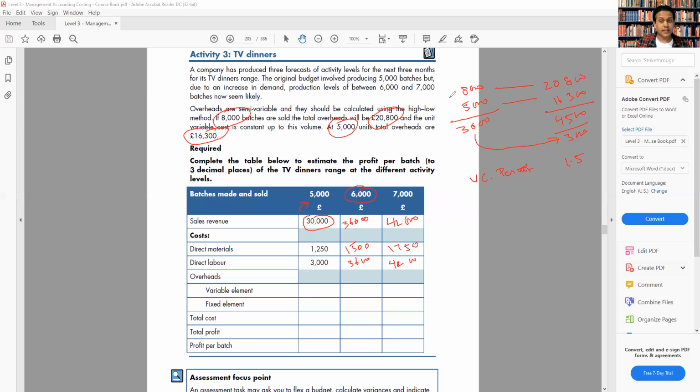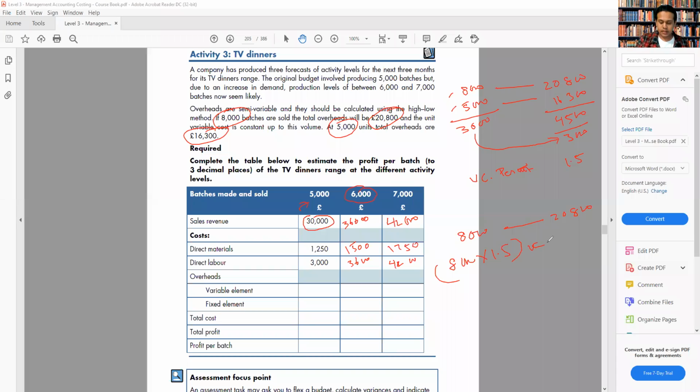We can pick any one, either 8,000 or 5,000. So let's pick the 8,000. So at 8,000, the total cost is 20,800. I want to separate the variable cost. If I take away the variable cost, whatever will be remaining, that will be the fixed. So I said 8,000 times 1.5 is the variable cost. How much is it? 8,000 times 1.5.